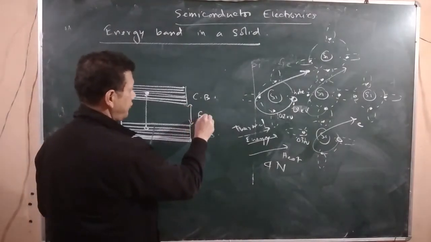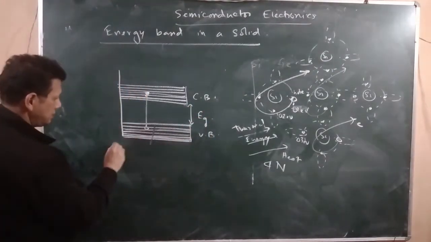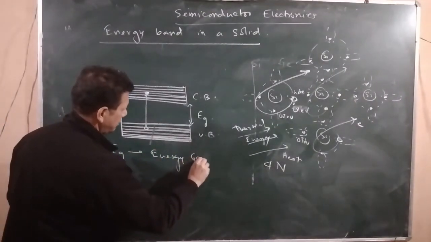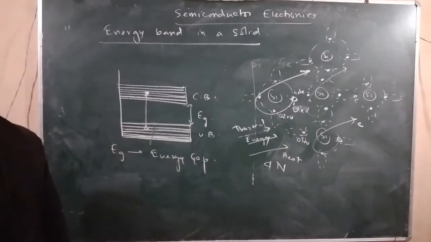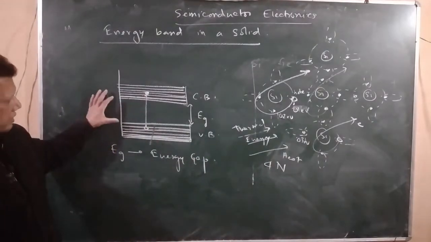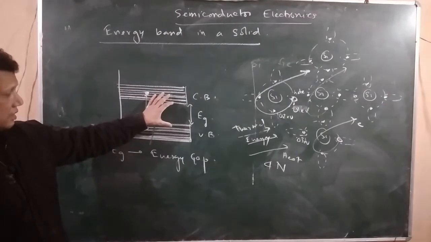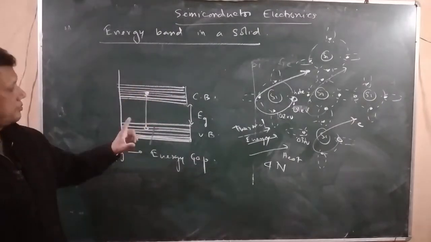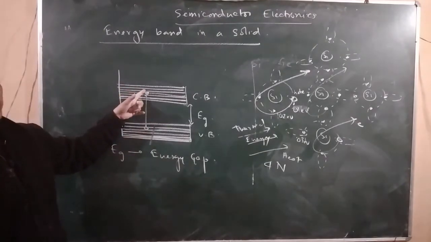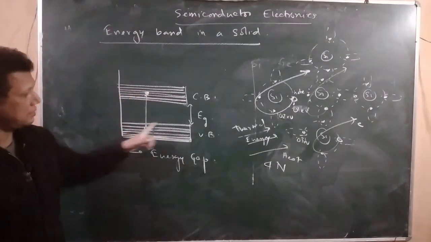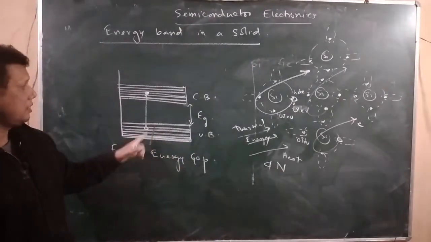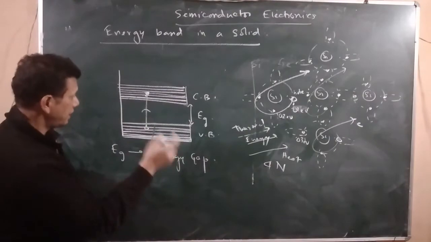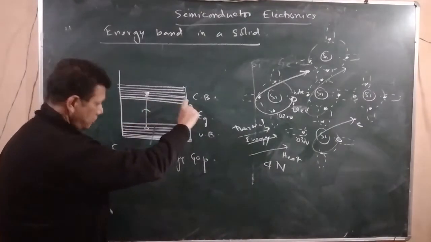EG is known as the energy gap. Why is it known as the forbidden energy gap? Because this region is forbidden for any free electron. Either the electron should be here or here. When it is a valence electron, its position is in the valence band. As soon as it becomes free, its position will be in the conduction band. The electron can never be in this region.